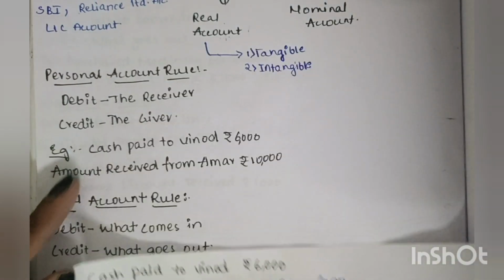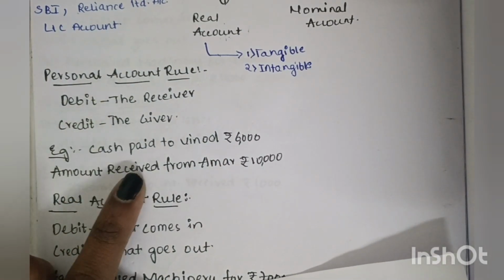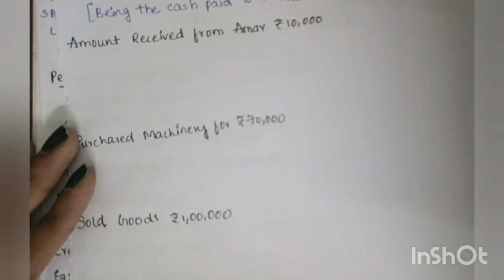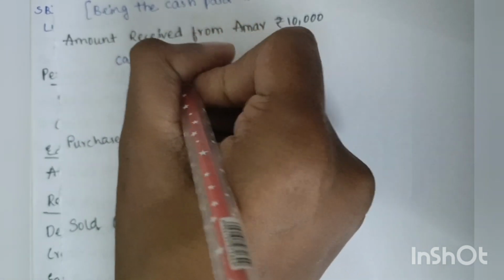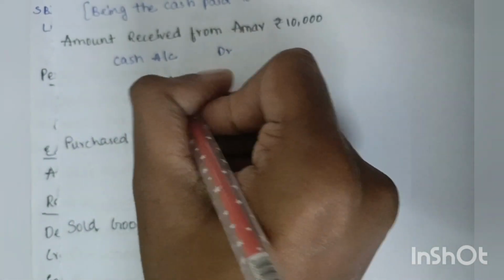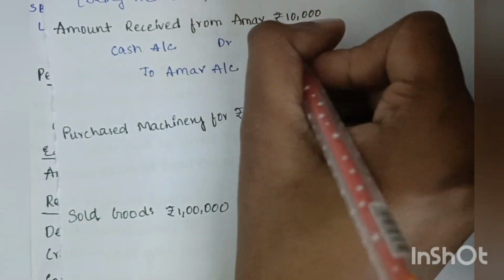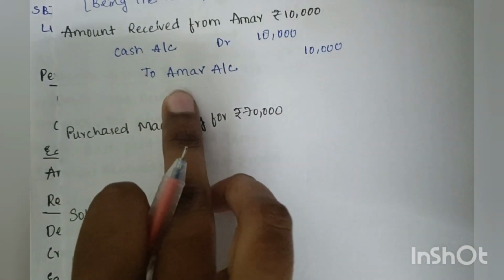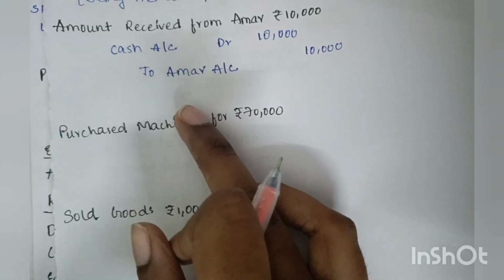Now the second one is amount received from Amar rupees 10,000. So we are receiving the amount from Amar. What will you do? Cash account debtor to Amar account. Amar is giving the cash, so write the amount. Here Amar is the creditor, so you are writing on the credit side.